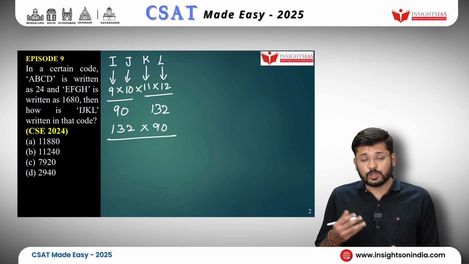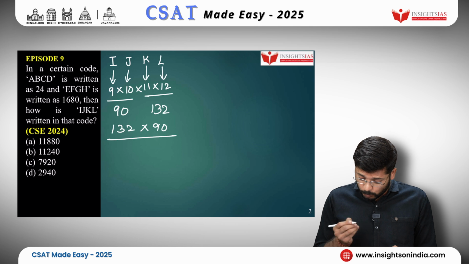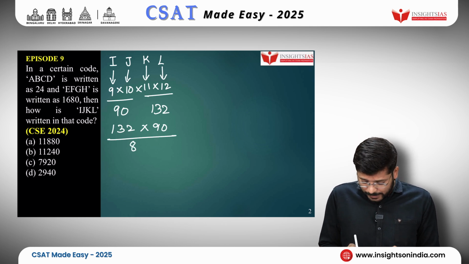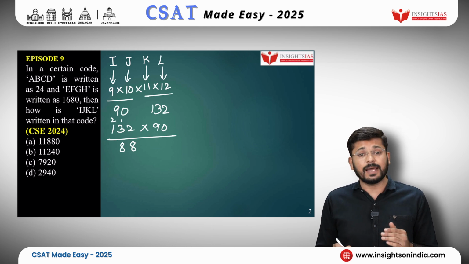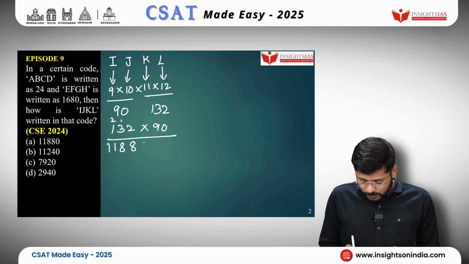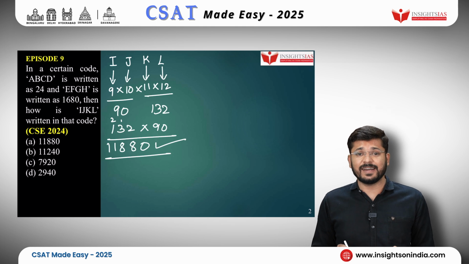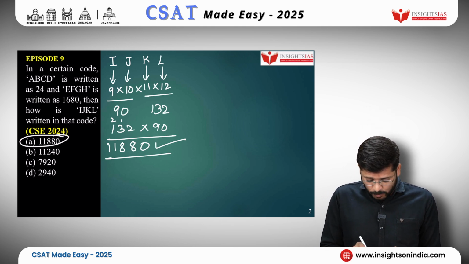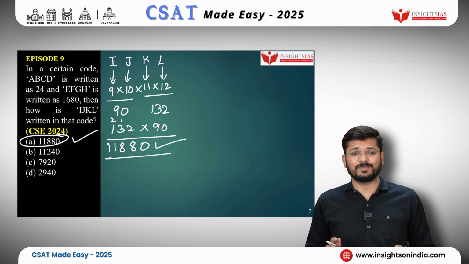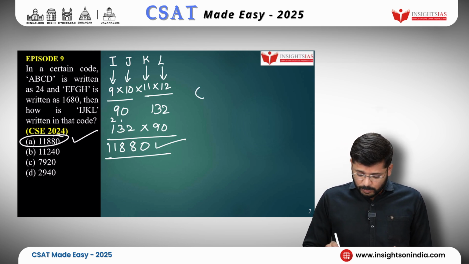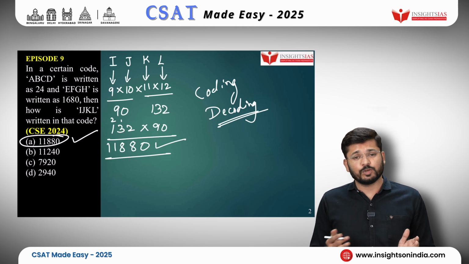Let's keep the 0 aside and multiply 132 with 9. 9 2s are 18, 1 carry. 9 3s are 27, plus 1, 28, 2 carry. 9 1 is 9, plus 2, that would be 11. And let's put the 0 back. So we got 11,880. Do we have that in our options? Yes, Option A, and that is our answer. This was a question on coding, decoding. To understand coding and decoding better, you may go back to episode 9 and watch the video once again.